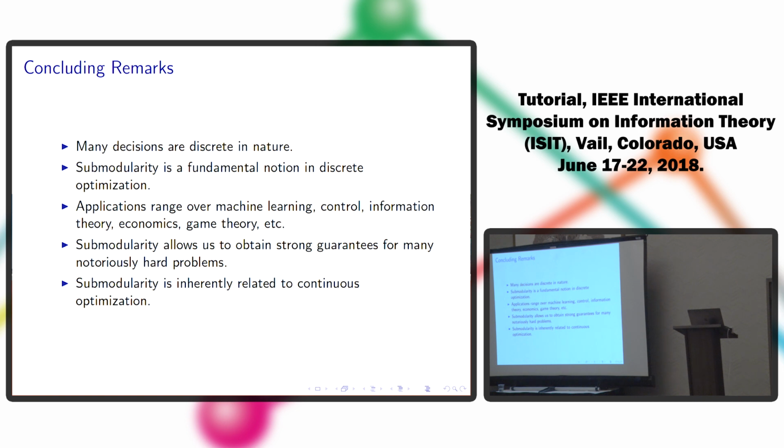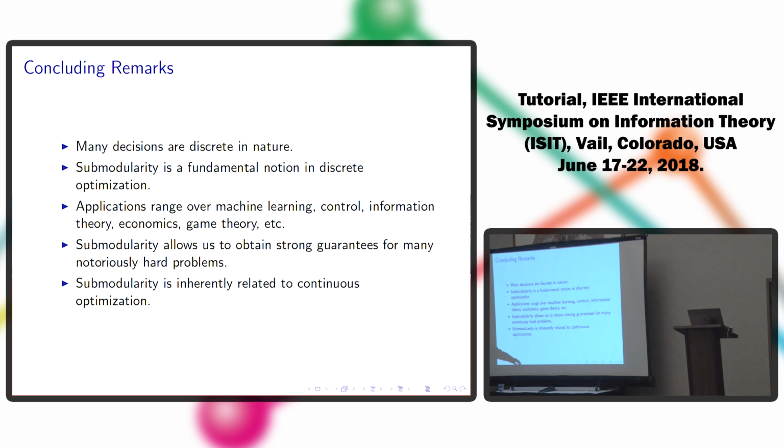Okay, so to wrap up, many decisions that we have to make are discrete. One way to do optimization is to forget that they are discrete and work in the continuous domain, even though the problem is discrete. But sometimes you can do a lot of interesting things in the discrete domain. Submodularity is a fundamental notion, and it has a lot of applications.